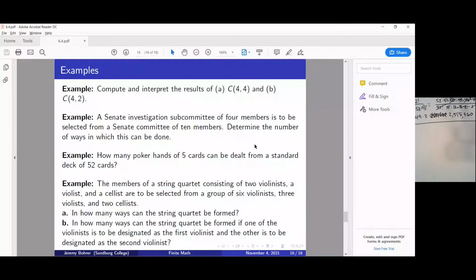The members of a string quartet consisting of 2 violinists, a violist, and a cellist are to be selected from a group of 6 violinists, 3 violists, and 2 cellists. In how many ways can the string quartet be formed? And in how many ways can the string quartet be formed if one of the violinists is to be designated as the first violinist and the other is to be designated as the second violinist? Well, in this case, in A, this is pretty simple.